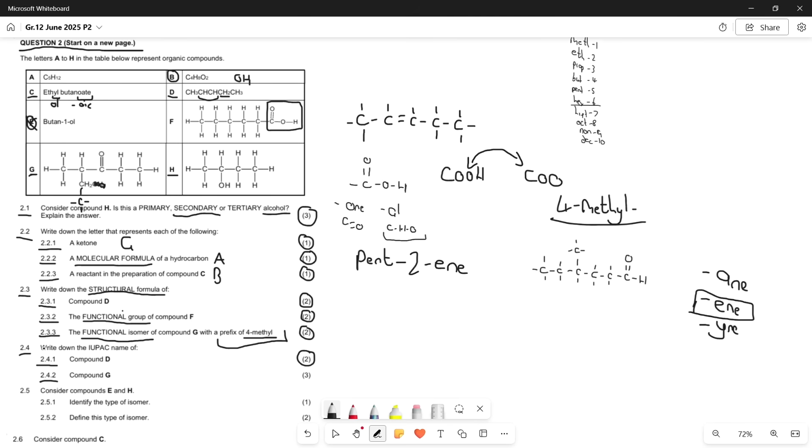And then 2.4.2, write down the IUPAC name of compound G for 3 marks. So we've also looked at the functional isomer of compound G. We drew that over here. Now we need to write the IUPAC name of the original, not this guy over here. But they did help us a little bit, again, with the prefix of 4-methyl, because if we are identifying our longest chain, we have a 1, 2, 3 over there. The reason we're counting from right to left is because our functional group is closest to this side. If we were to count this way, we'd have 1, 2, 3, 4, and that is not what we want, just like we were talking about for compound D, the previous question. So that means we have 1, 2, 3, 4, 5, and then 6 is over there.